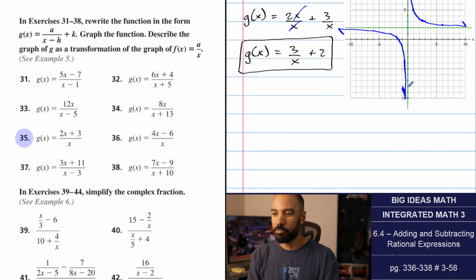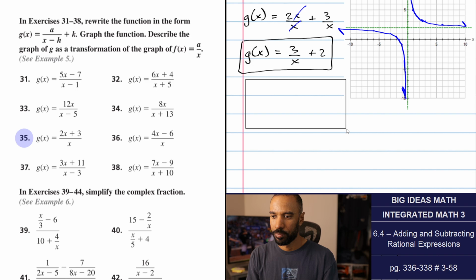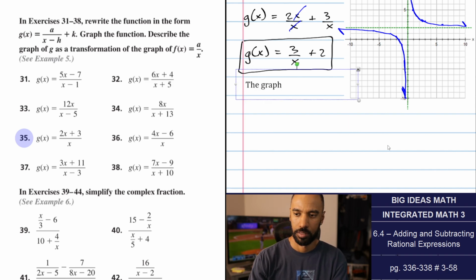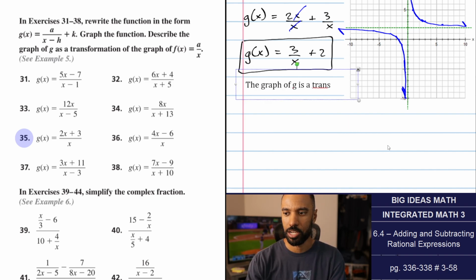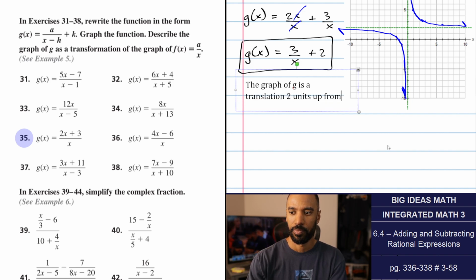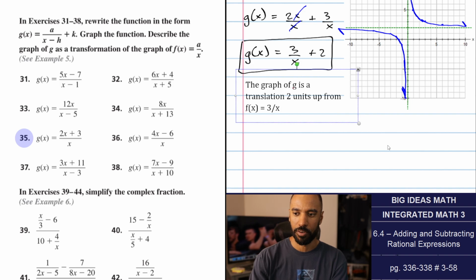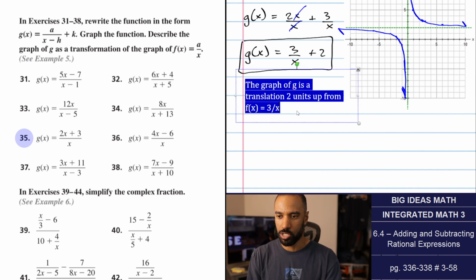Okay, the graph of G is a translation just 2 units up from f of x equals 3 over x, right? It just takes the 3 over x and it just has a little plus 2.